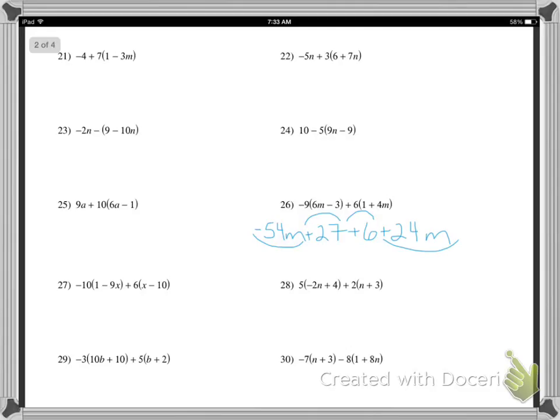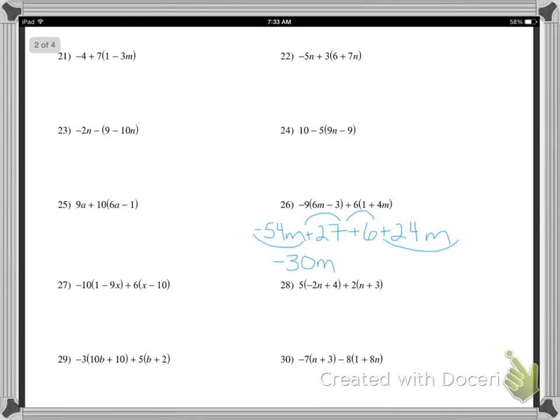So let's combine the m's. We have a negative being the bigger number. 54 is bigger than 24. So I'm going to put the negative down first before I go try and figure out what's 24 from 54. Well, 24 from 54 is 30, and it's an m. Okay, so that was pretty straightforward.